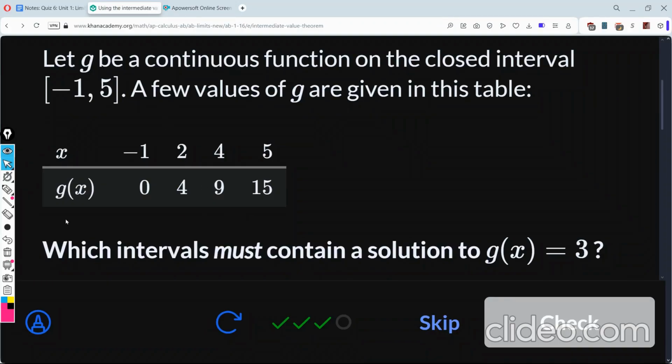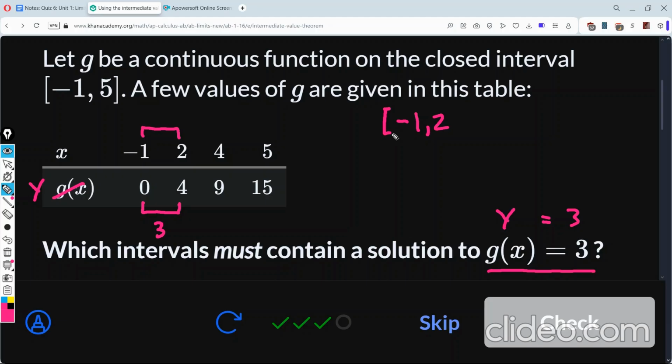All right, one more with the intervals here. We are looking at g of x equals 3. In other words, y equals 3. g of x is right here. These are the y values, same thing. So in the first interval, does 3 fall between 0 and 4? Yes, indeed it does. So the x interval from -1 to 2, that one works. So that interval is okay.